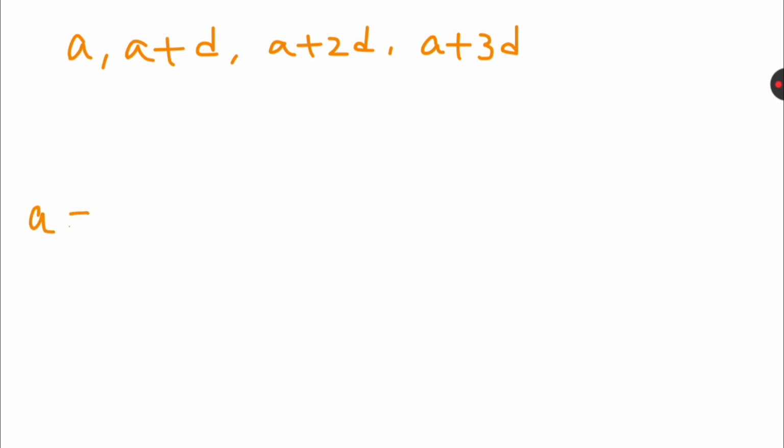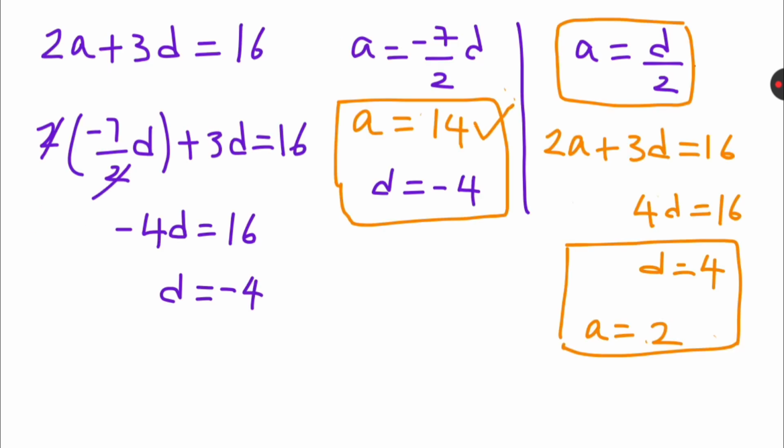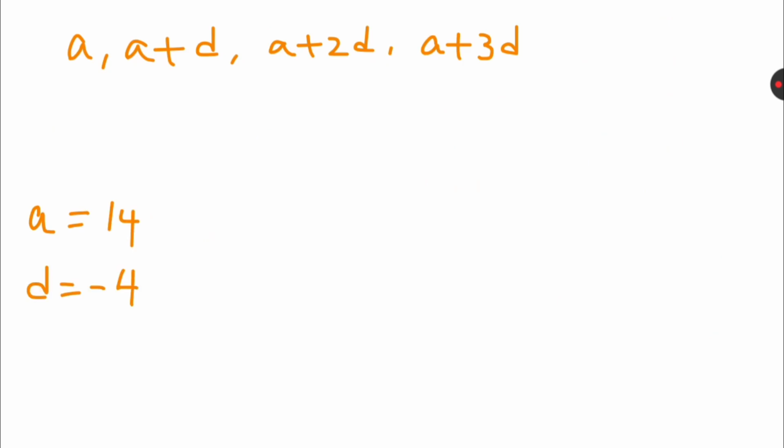What are our 4 consecutive terms? a, a plus d, a plus 2d, a plus 3d. These are 4 consecutive terms. So when a value is 14, d value is minus 4. Now check this series. The first a value is 14, that is our first term.